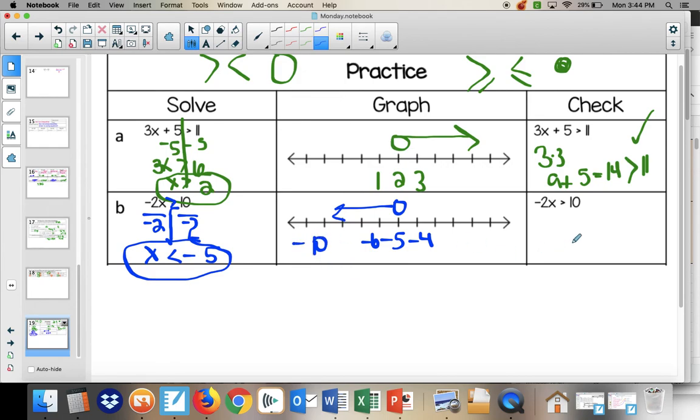That's a lot easier. So if I plug in negative 10 here, negative 2 times negative 10 gives me 20. Is 20 bigger than 10, greater than 10? Sure is, and we are set.